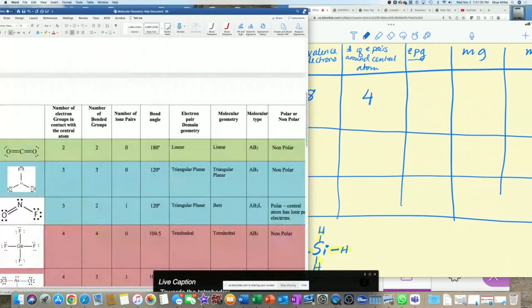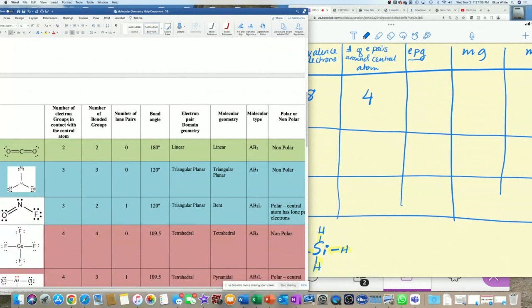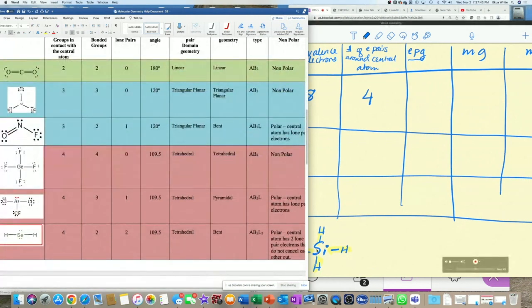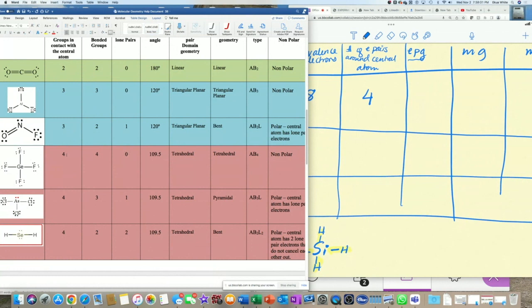This right here says number of electron groups in contact with the central atom, that's surrounding the central atom. The next column is number of bonded groups. After that, we have number of lone pairs. So when we're looking at this, we have four electron groups around the central atom, right? That's silicon. And of those four, all four of them are bonded groups. We don't have any lone pairs around silicon. So we are dealing with this row right here, 4, 4, 0. Four electron groups, all four are bonded groups. We have 0 lone pairs.